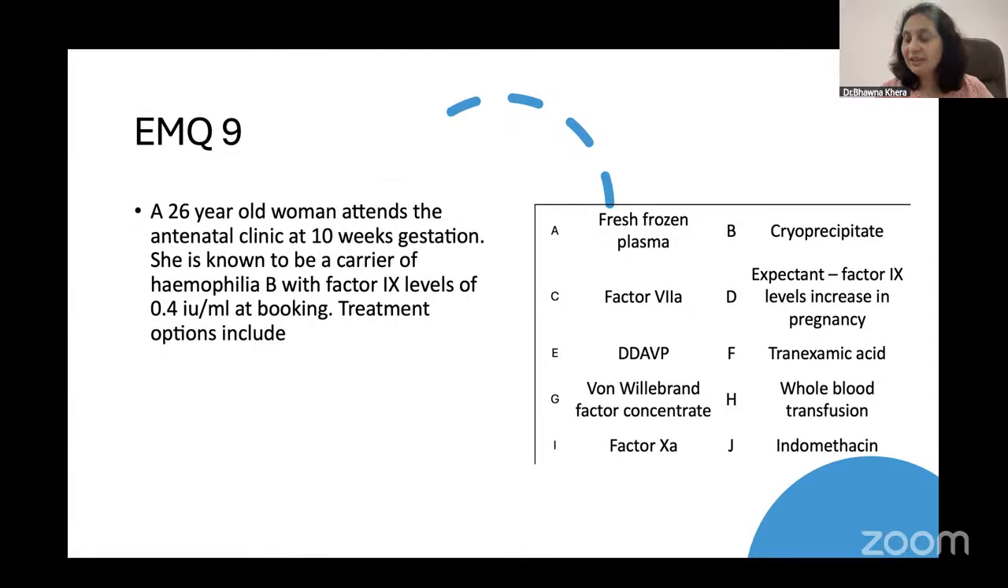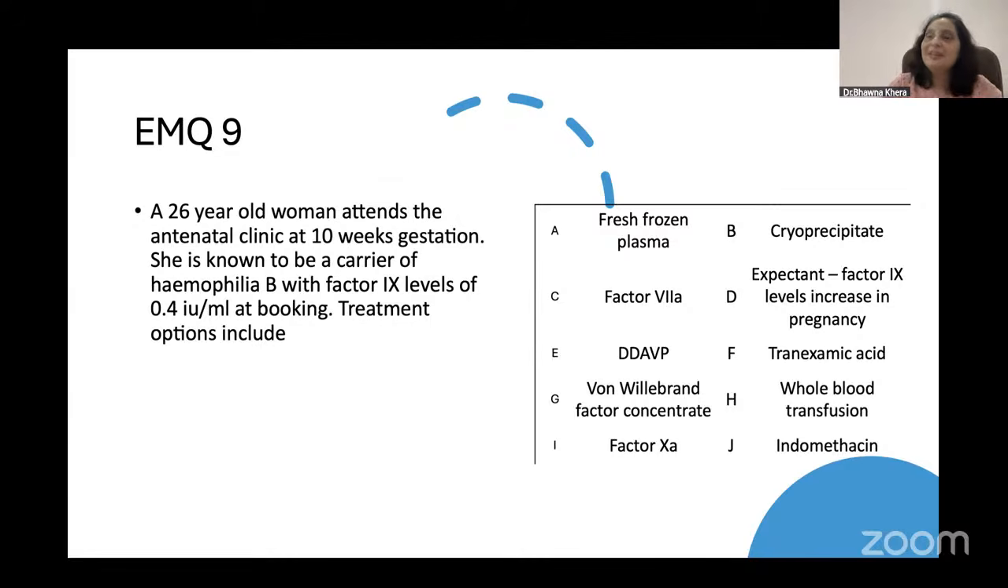It is factor 8 levels which increase with the desmopressin. So for factor 9, we need the factor 9. But if you see, we do not have factor 9 in the options here. So what is the next best option? That's why I've given you this question, right?